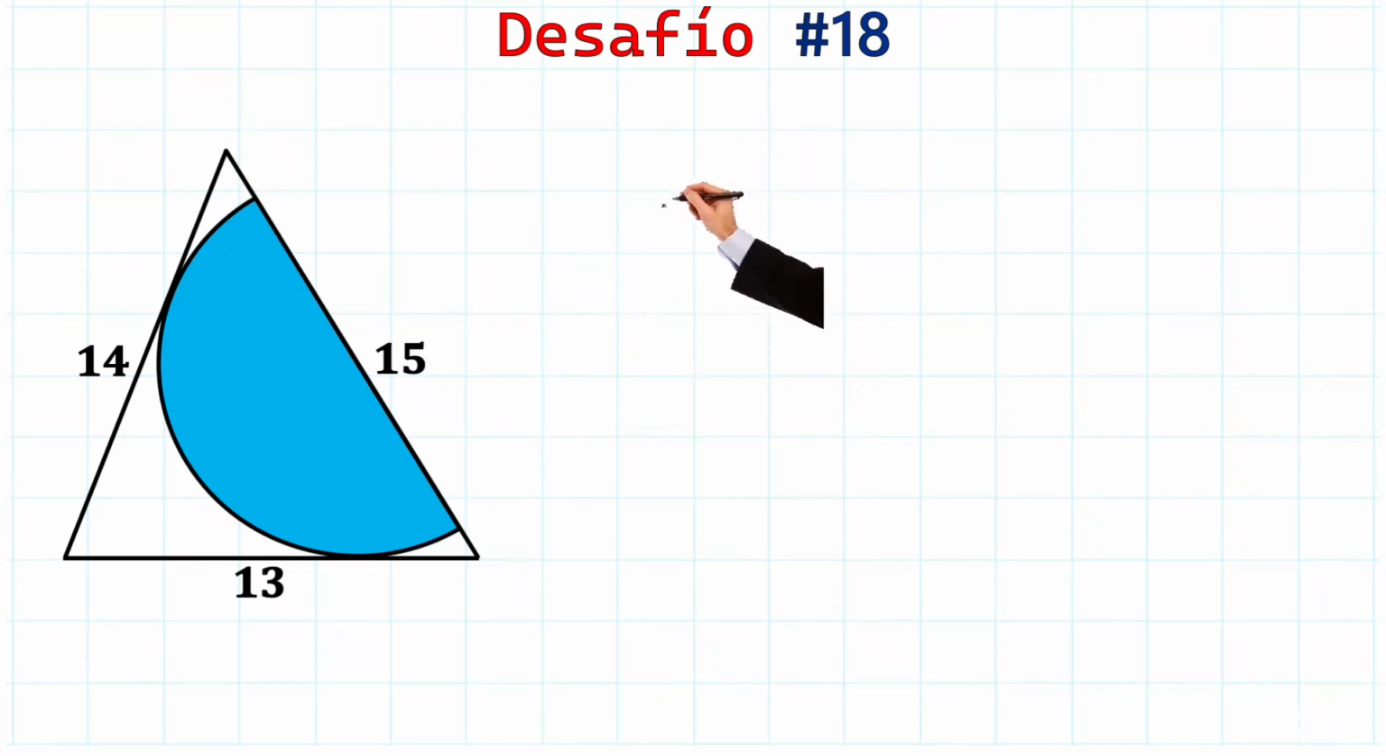Hey friends, check out this exercise. We need to find the shaded area of the figure. Let's do it. First, let's find the area of this triangle using the powerful Heron's theorem.